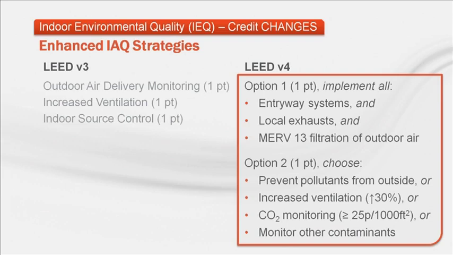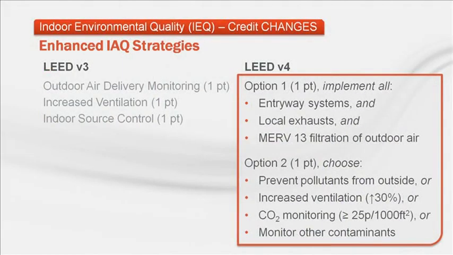Using option 1, you can earn 1 point by meeting all the requirements that were essentially part of the old indoor source control credit. Permanent entryway systems to capture dirt brought in on shoes, local exhaust where hazardous chemicals are being used or stored, and MERV 13 filtration of the outdoor air. Do all 3 and you earn this 1 point.